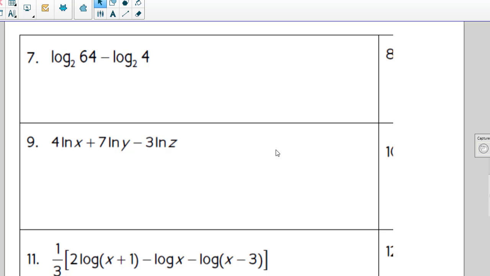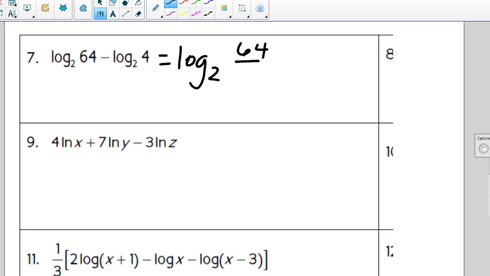Okay, so we are putting these back together. When I look at this one, we've got this minus log of something. That looks like what we get from the quotient rule. So this is log base 2 of 64 over 4. They ask us to write it as a single log. So that is a single log.